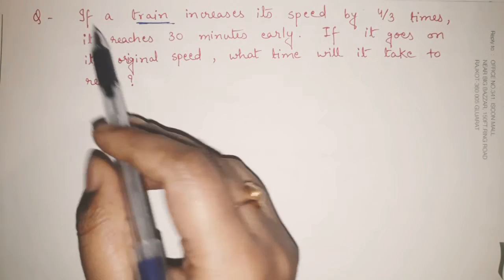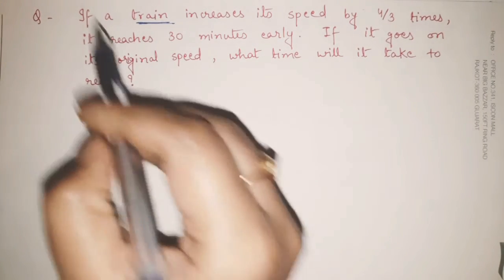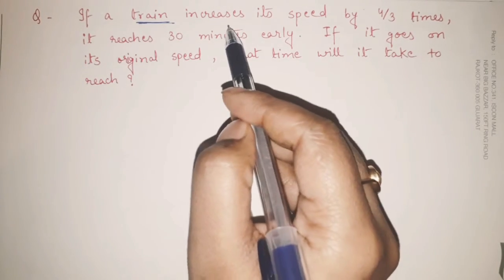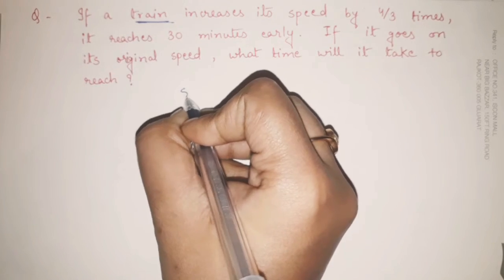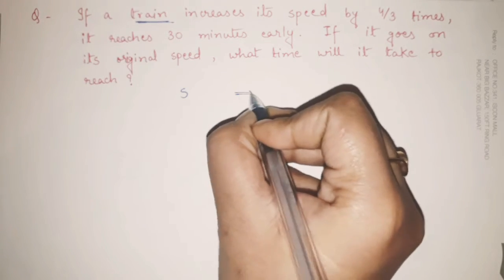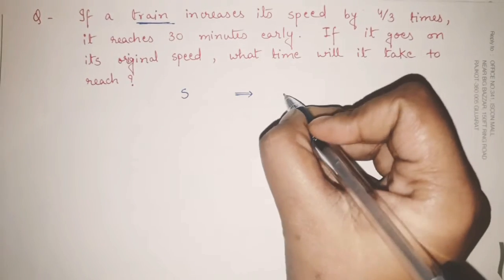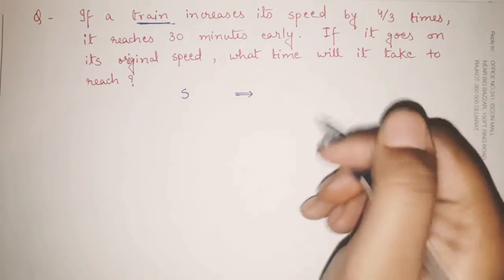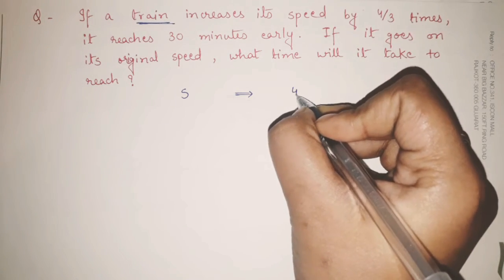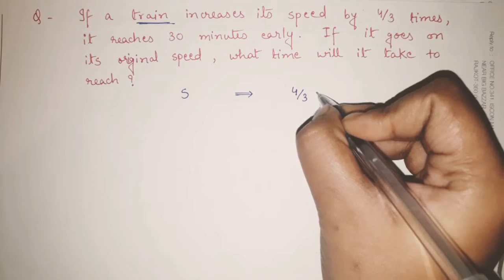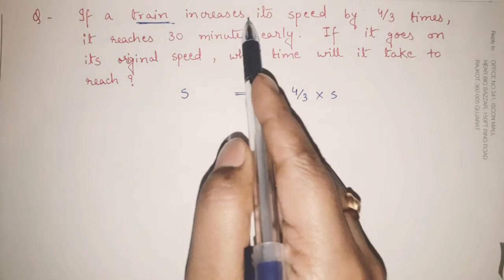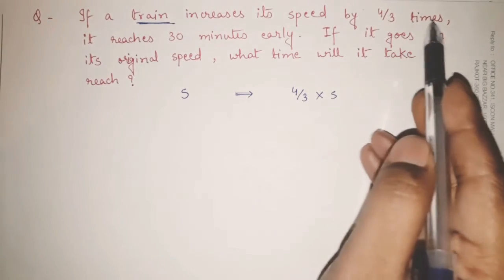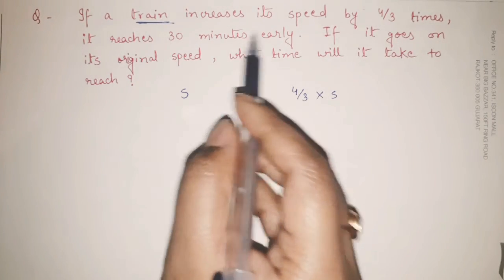What they have told, if a train increases its speed by 4 by 3 times, means initially the speed was s, then they are increasing the speed by 4 by 3 times. So now the speed is, let's say, 4 by 3 into s. So if a train increases its speed by 4 by 3 times, it reaches 30 minutes early.